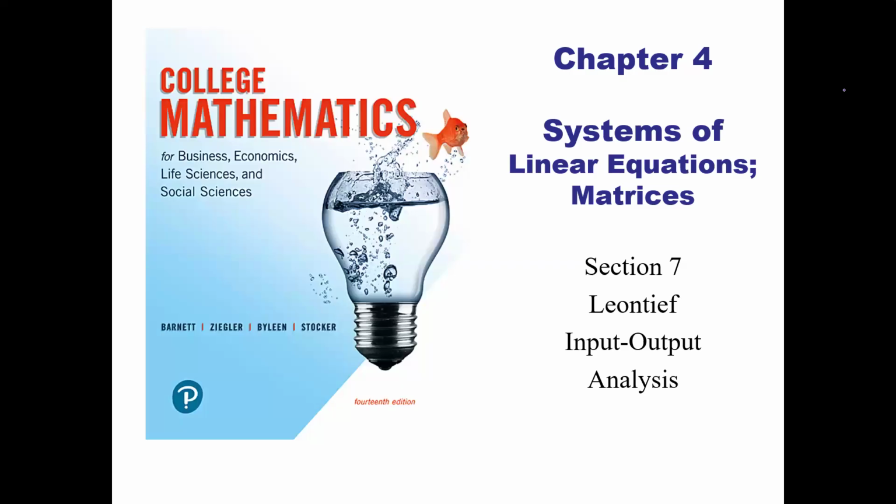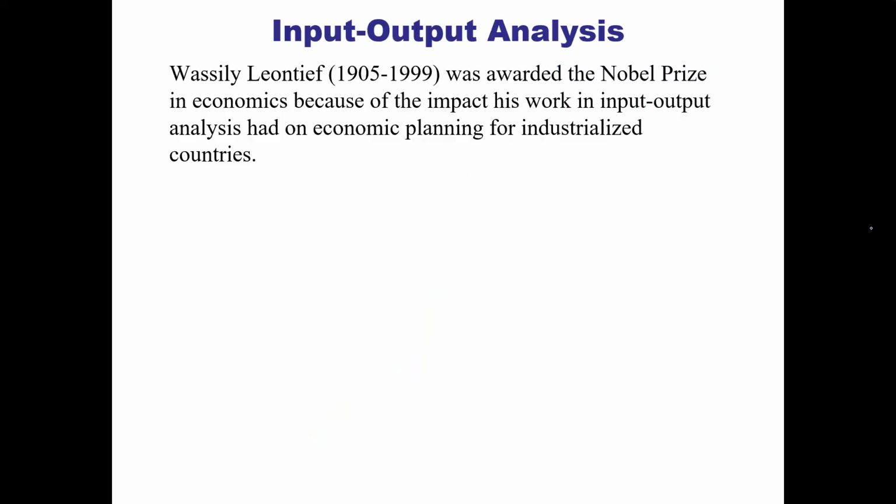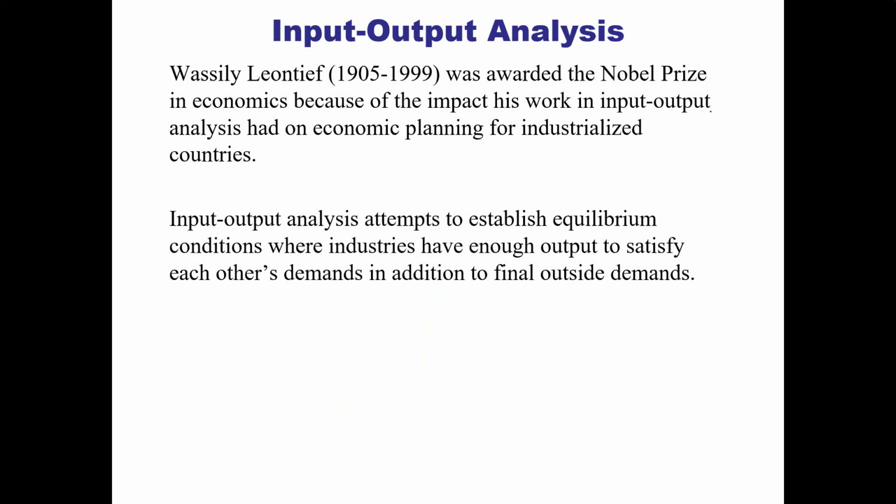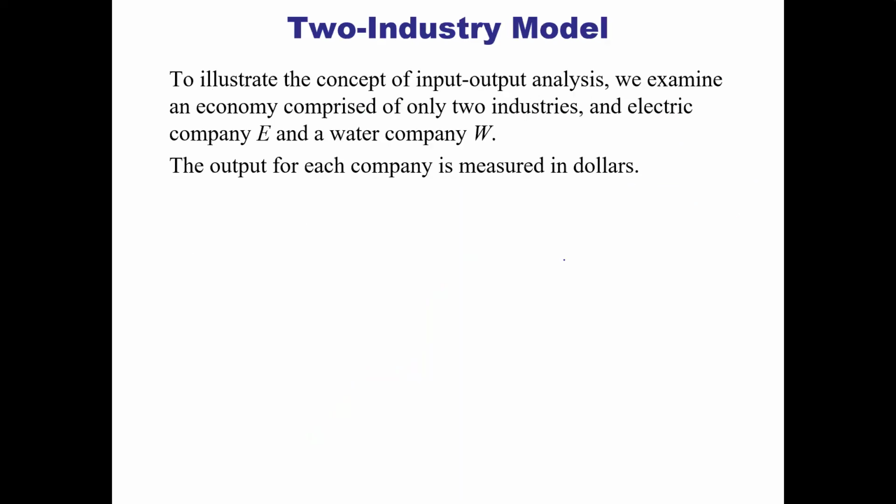All right, here we are in chapter 4 on systems of linear equations and matrices, and this is section 7 on Leontief input-output analysis. He was awarded the Nobel Prize in economics because of the impact his work in input-output analysis had on economic planning for industrialized countries. Now, this input-output analysis attempts to establish equilibrium conditions where industries have enough output to satisfy each other's demands in addition to final outside demands.